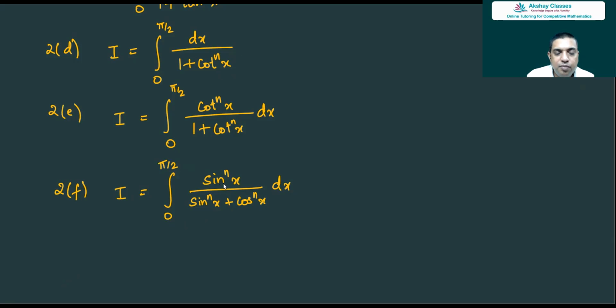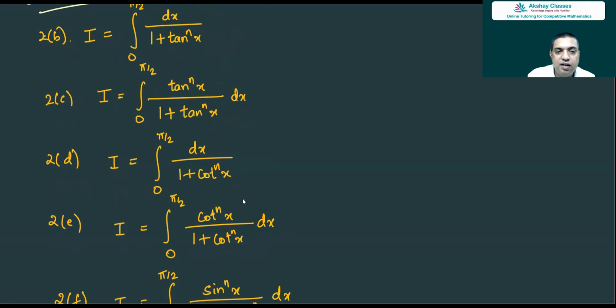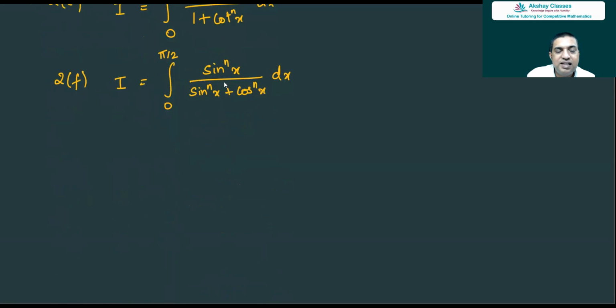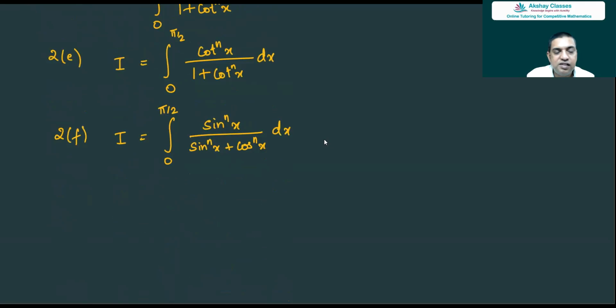2D form. If you divide by cos power nx, you will get tan power nx divided by tan power nx plus 1. That will be this 2c form. So this can be converted to this, or just leave it as it is. Just the same procedure you do, you will get integral 0 to pi by 2 cos power nx by sine power nx plus cos power nx.